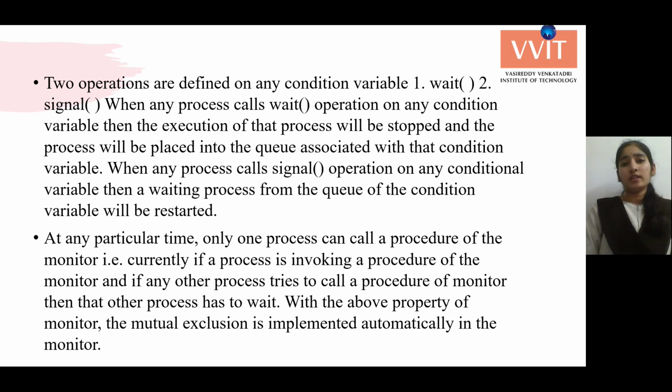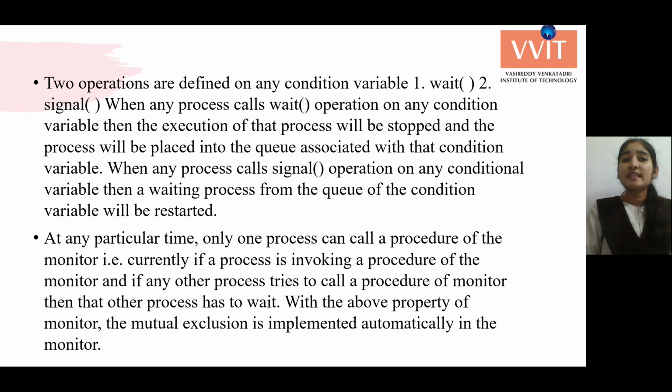Here, we have said the condition variables, right? These condition variables perform two operations. Every condition variable must perform two operations. The operations are wait and signal. When any process calls the wait operation on any condition variable, then the execution of that process will be stopped and the process will be placed into the queue associated with it.